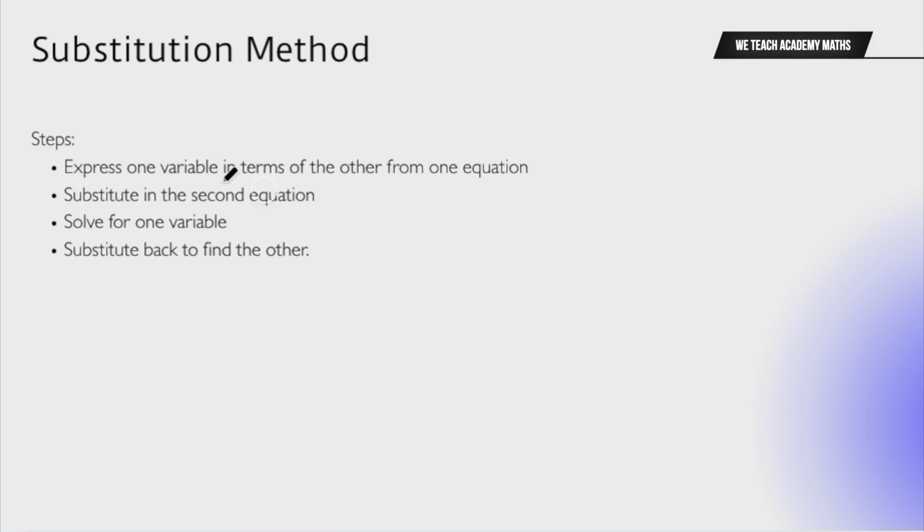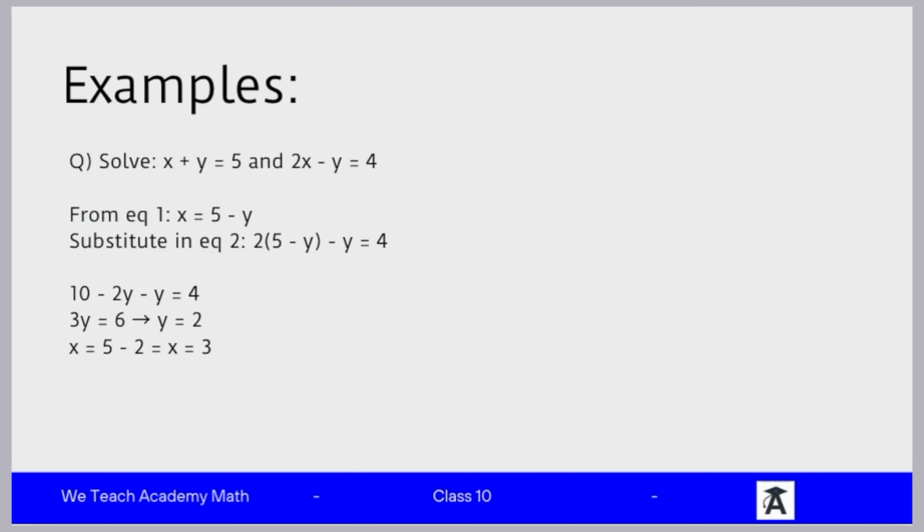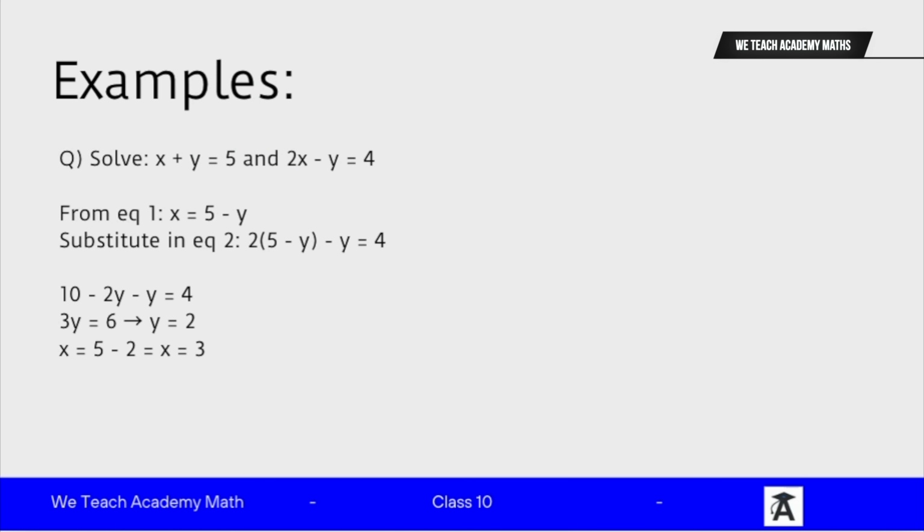Substitution method steps are: express one variable in terms of the other one from one equation, substitute in the second equation, solve for one variable, and substitute back to find the other. So these are pretty simple steps to solve using the substitution method. So let's do it in this one. Solve x plus y is equal to 5 and 2x minus y is equal to 4.